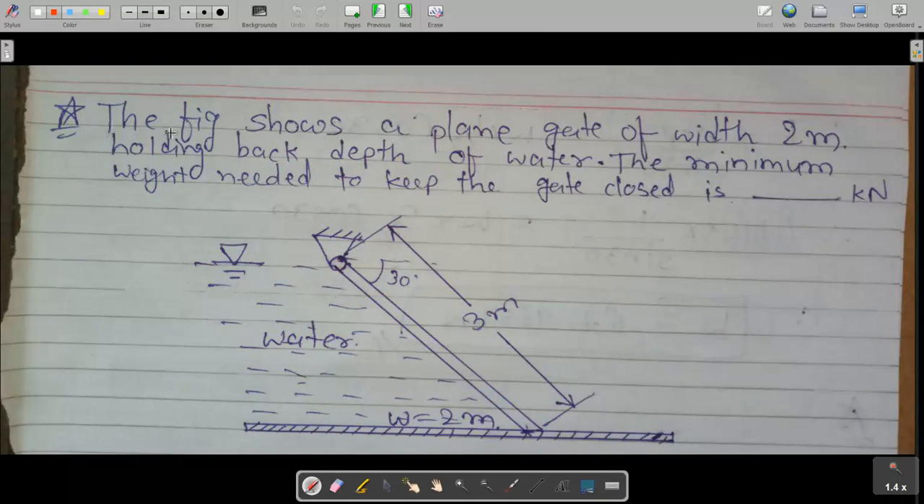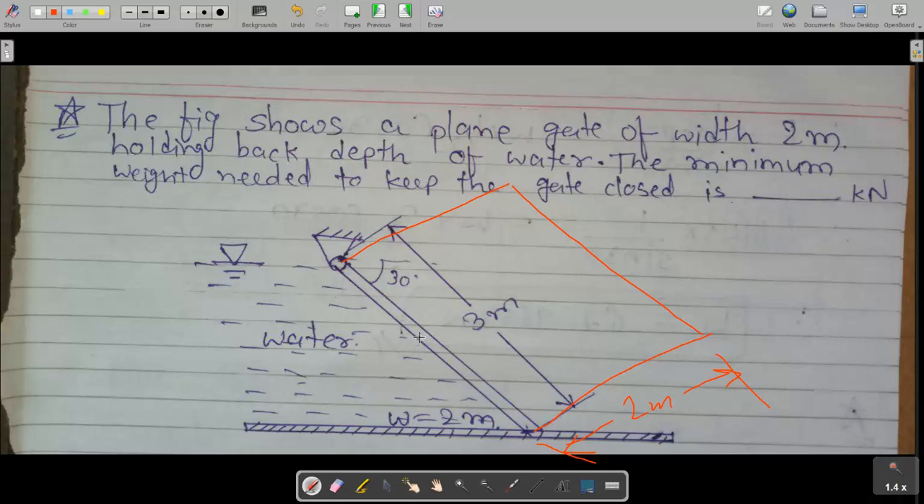So the figure shows a plane gate. This is the plane gate of width 2 meter. That means the width perpendicular to this plane is 2 meter. Okay, it is holding the depth of water. Find the minimum weight needed to keep the gate closed.